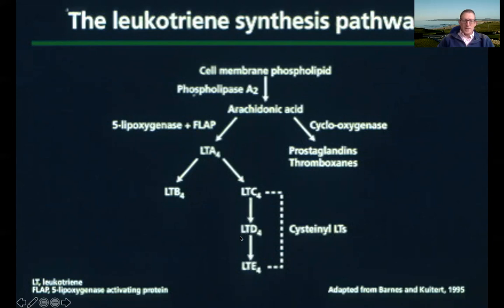So the main cysteinyl leukotriene, well, there's C4, D4, and E4, but the main one is leukotriene D4. That's what the leukotriene antagonists block, and the archetypal drug is called montelukast. And these have been around now for over 20 years.